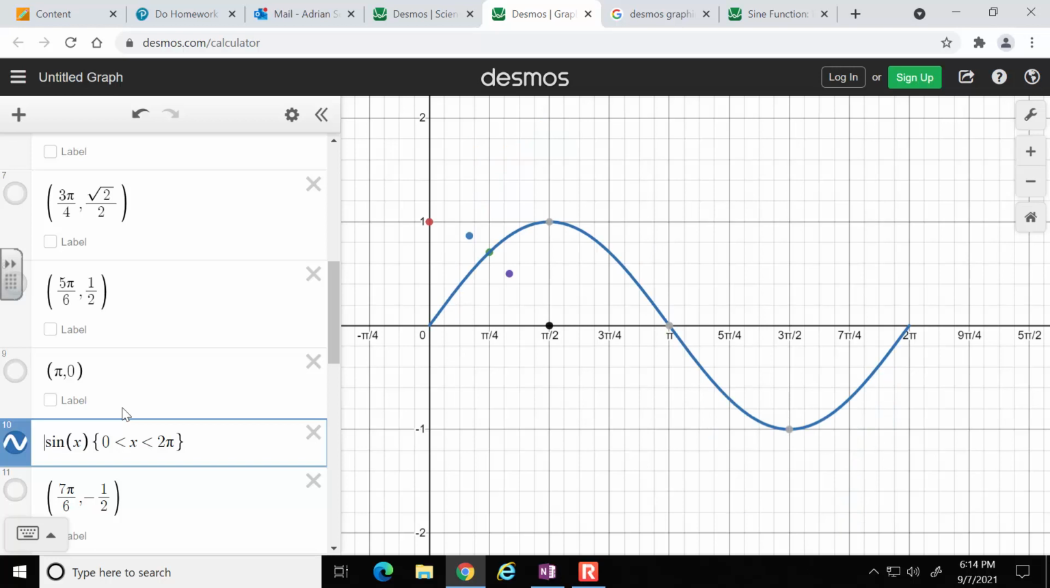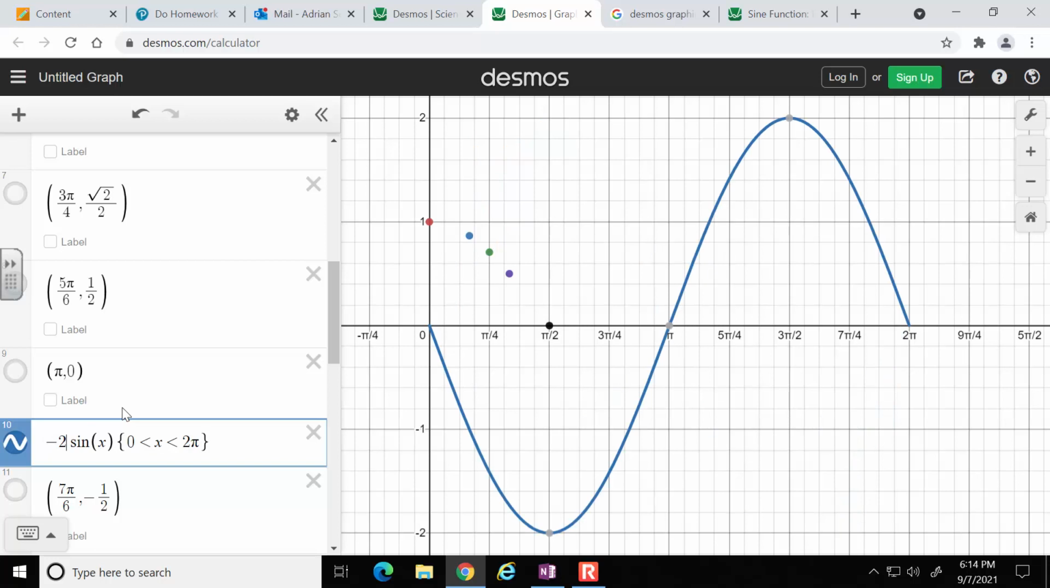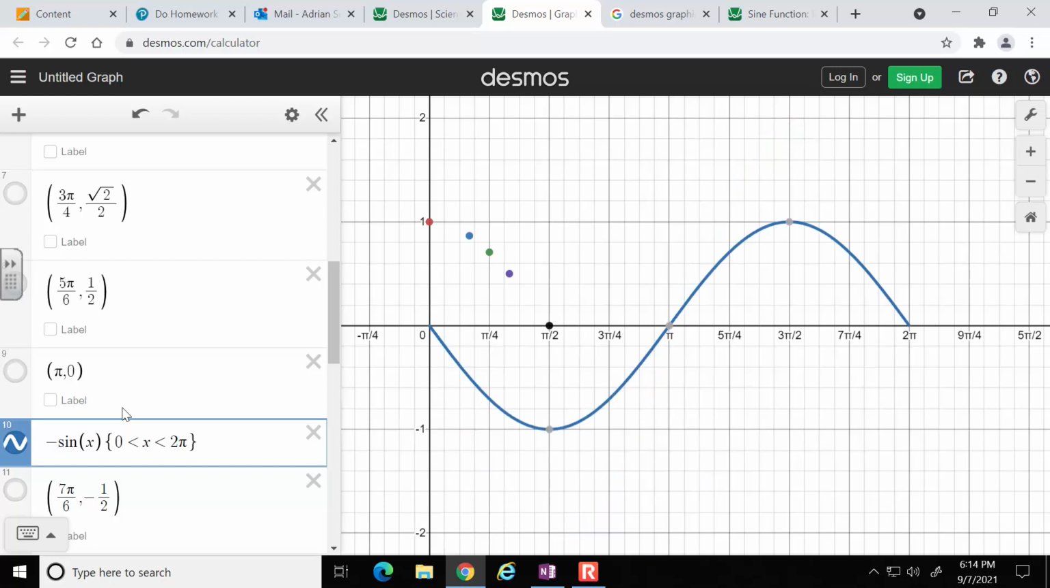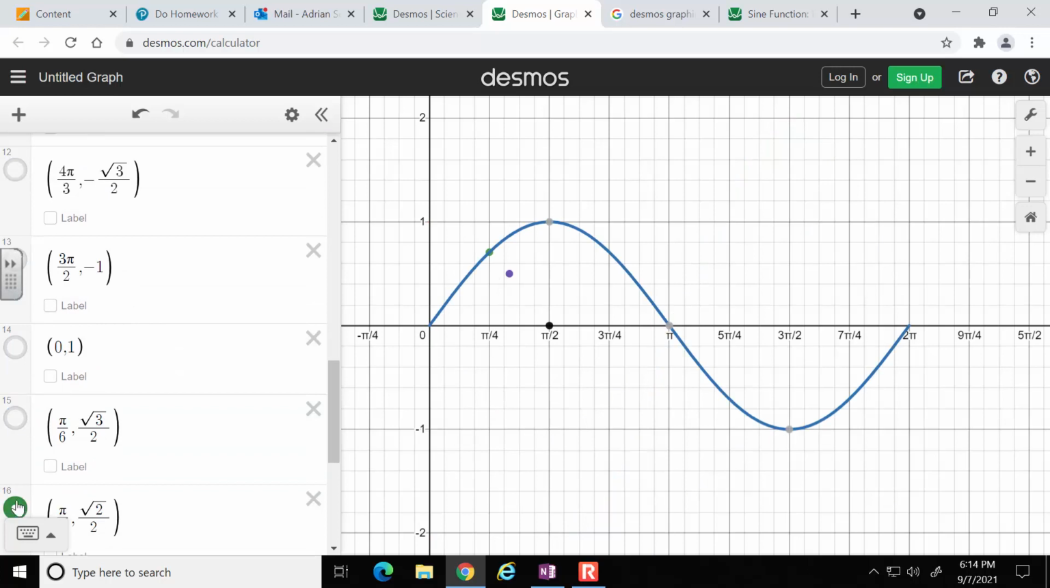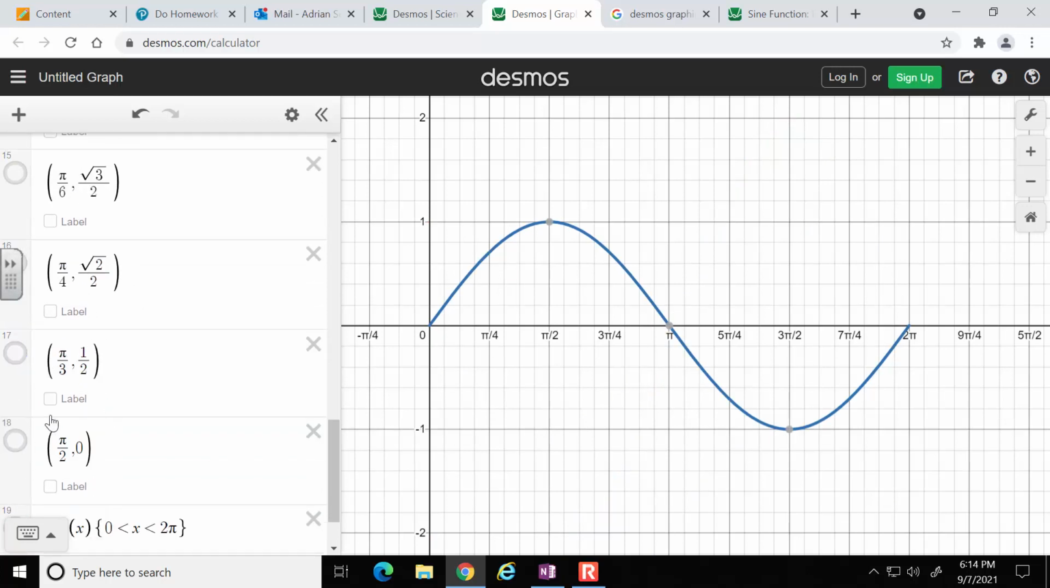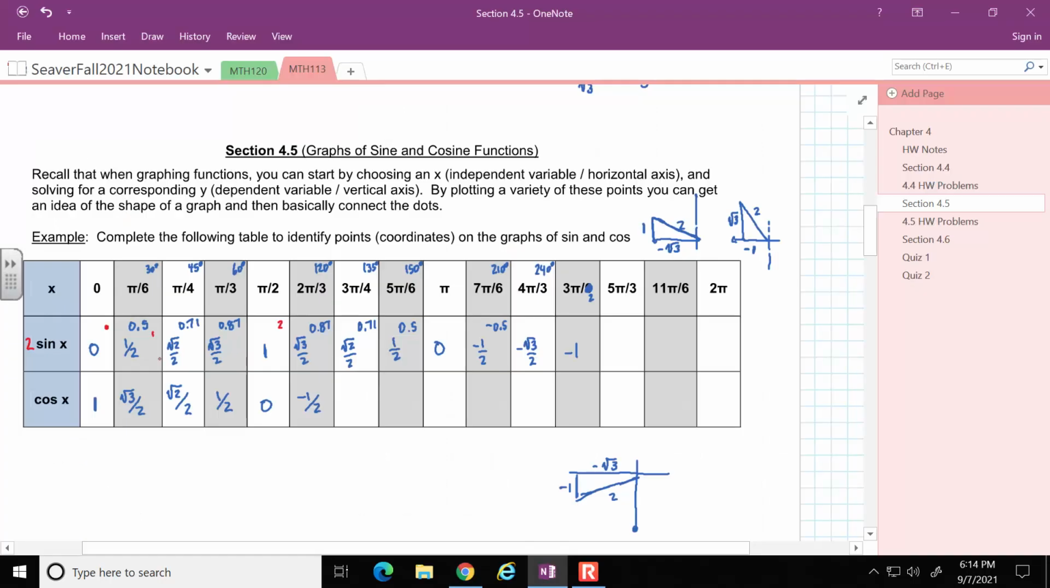Now if I put a negative sign, that's a little different. If I make that negative 2, instead of my values going up double, they're flipping around the axis. That negative sign is really just flipping it around the x-axis. So instead of being at 1, I'm at negative 1. Instead of being at 1/2, I'm at negative 1/2. So that's what a negative sign does out front, and that's what the amplitude controls. Let me get rid of these points for now. So that's what the A value does.